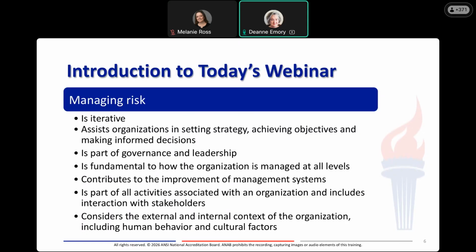Managing risk is part of all activities associated with an organization and includes interaction with stakeholders. It also considers the external and internal context of the organization, including human behavior and cultural factors.